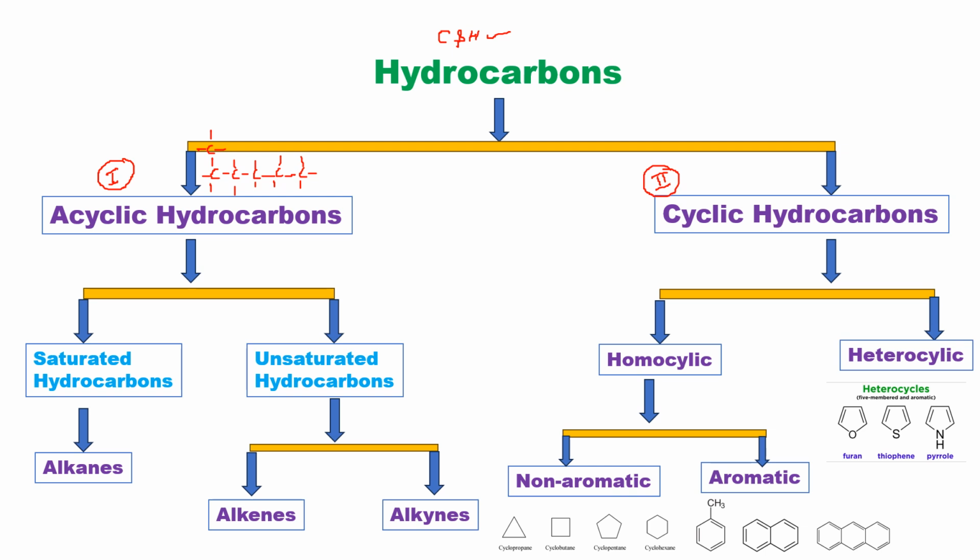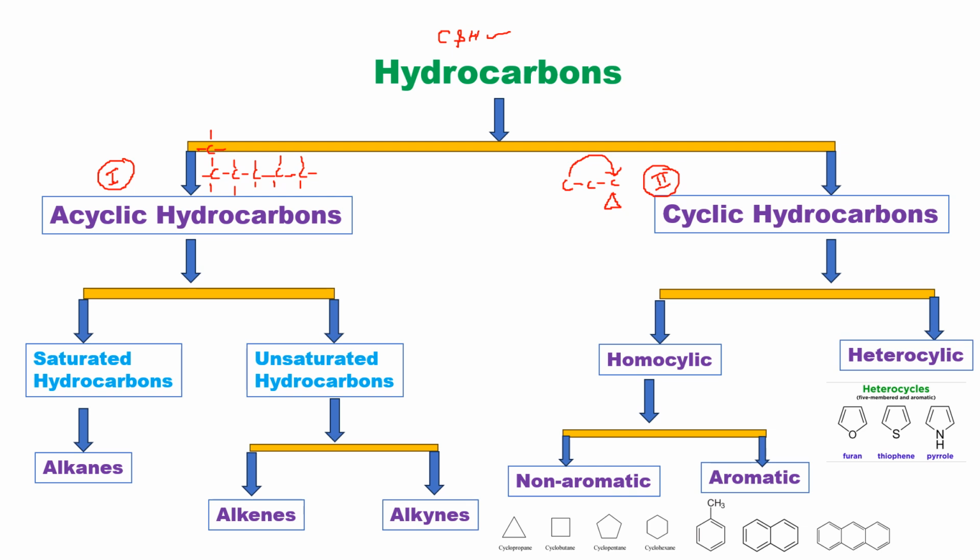What do you mean by cyclic? Cyclic means, suppose the compound is like this, the starting carbon is bonded with the ending carbon to form a cycle. To form a cycle, we can call it cyclic, or we can call it ring compounds. Then we call it cyclic hydrocarbon compounds. This compound contains carbon atoms.